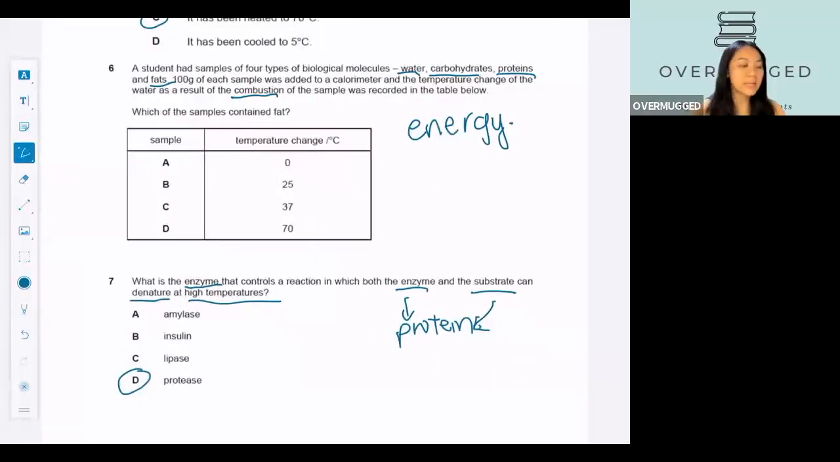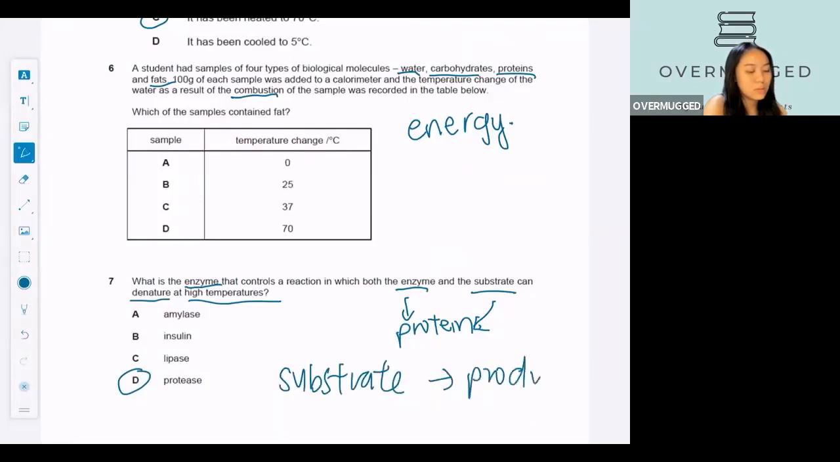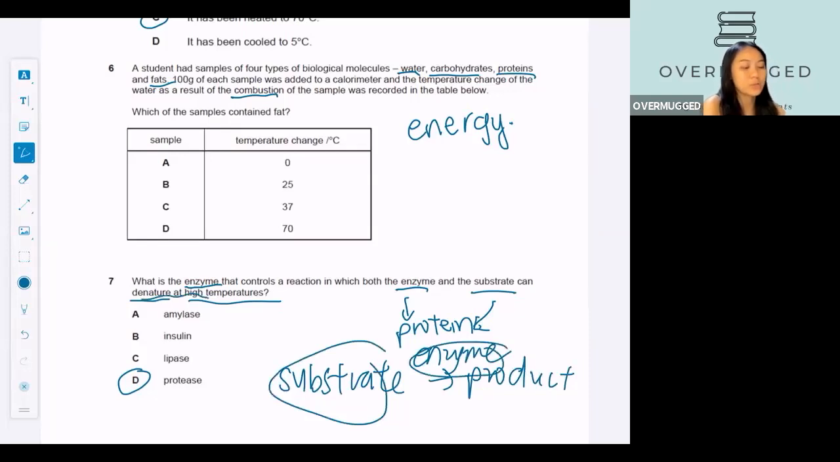7, 15, 19. Question 7, it is the enzyme substrate. So substrate, product, enzyme. Both the substrate and enzyme can be denatured at high temperature. So it has to be the protein. So in this case, the enzyme is the protease. Okay.